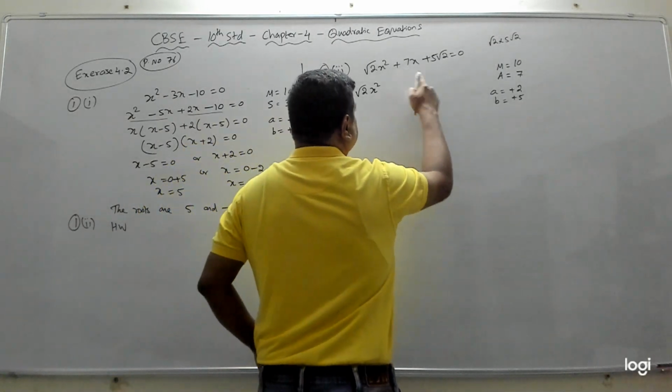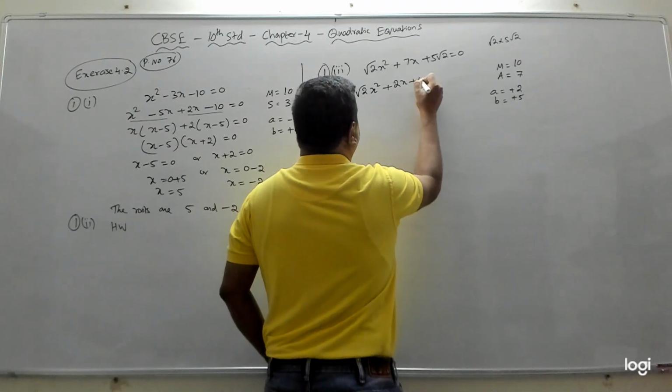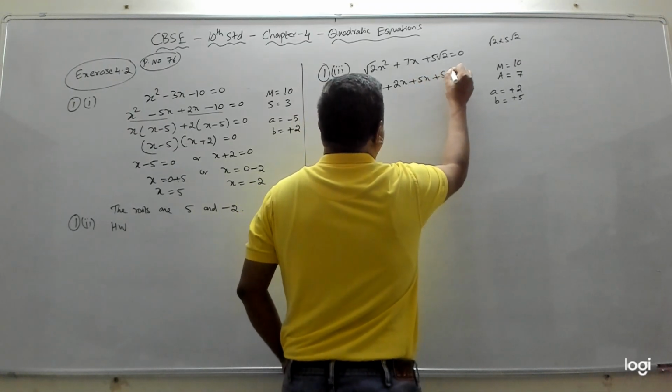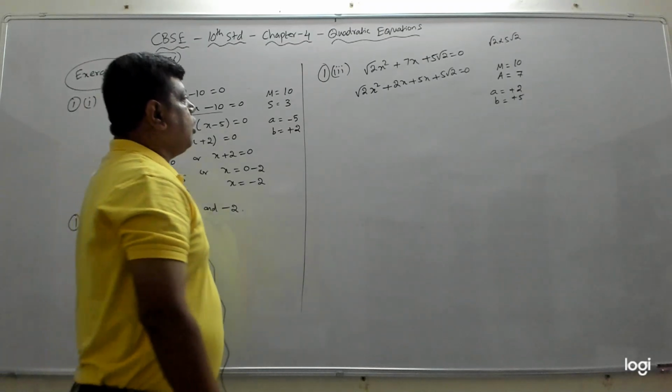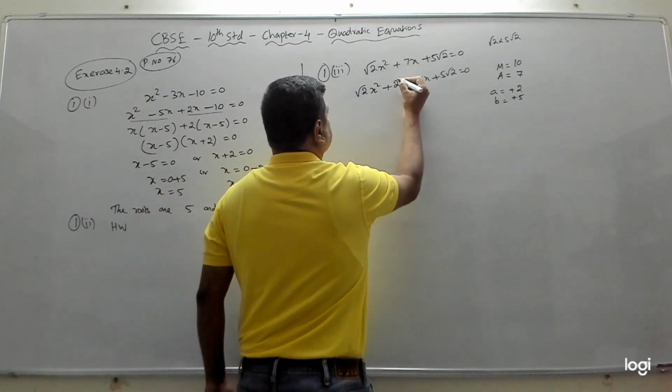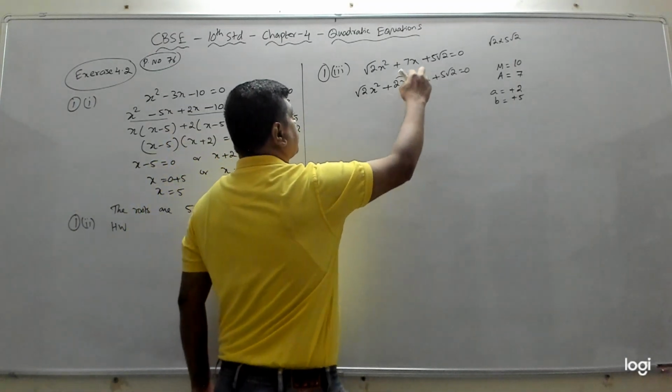So now the 7x can be written as plus 2x plus 5x, then plus 5 root 2 equal to 0. Fine. Because 7x is written like this, 2x plus 5x, if you add both, you will get back this.